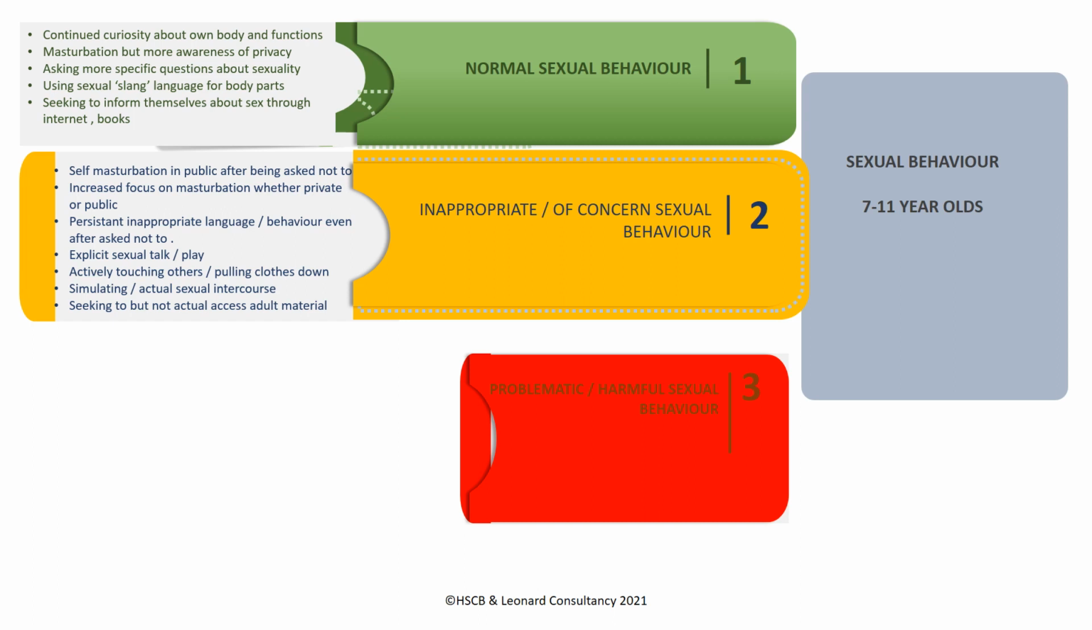Persistent inappropriate language and behaviour, even when asked to stop, and you're getting that maybe in multiple places. So maybe at home, maybe at the youth club, maybe in the sports, but also maybe in schools. You're beginning to pick up that no matter when the child is being told that that's not appropriate language, they're continuing to do that. But also explicit sexual talk, actively touching others and maybe pulling their clothes down, simulating or actual sexual intercourse, seeking to but not actually accessing adult material, maybe through the internet. So all of concern, all quite inappropriate for that age group, but not necessarily at this stage have we always got that they're doing it towards other people, but they themselves are clearly evidencing that they're becoming sexualized, and we need to be very clear about that.